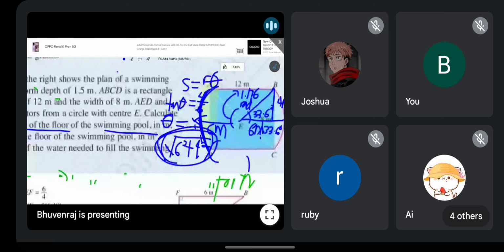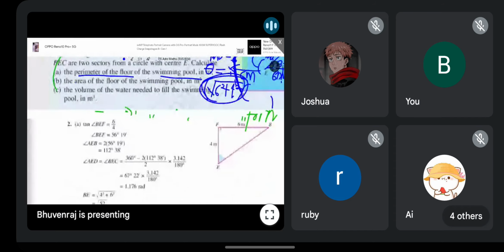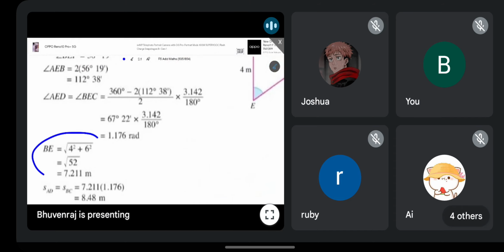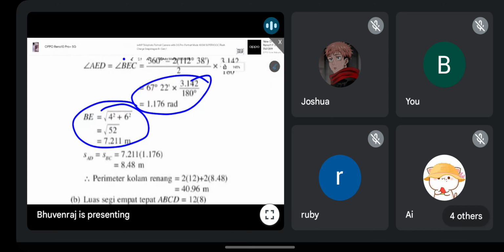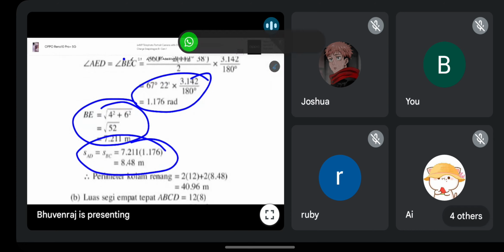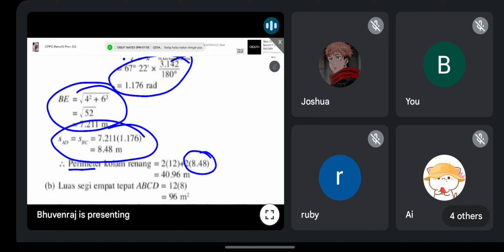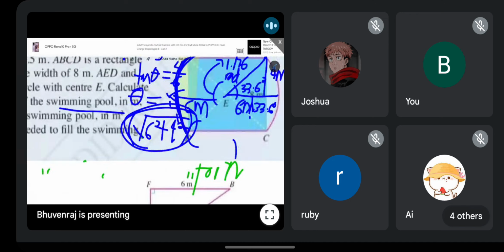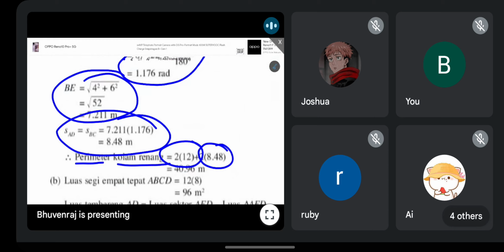Okay guys, are you all clear? So then you can get the perimeter already. Okay, yang ni kamu guna Pythagoras theorem macam saya tunjuk tadi, kamu dapat sudut juga. Okay, based on the triangle 1.176 radian. Lepas tu kamu boleh cari panjang lengkok. Okay, then perimeter, kamu ada dua lengkok, jadi darab 2. You have 2 length of arc, so you must times 2. Lepas tu kamu juga ada 12 meter berdasarkan gambar rajah. Okay, 12 meter, 12 meter. That's why 12 meter darab 2. Then you can get the perimeter kolam renang.